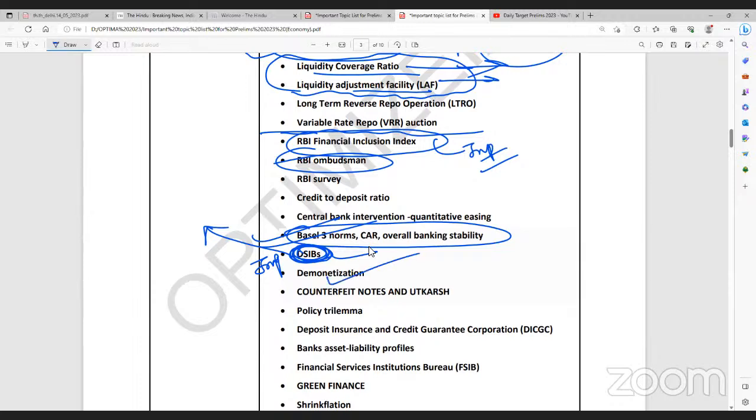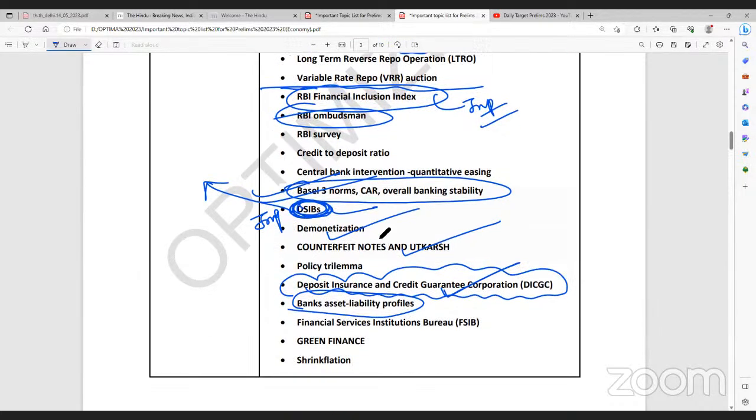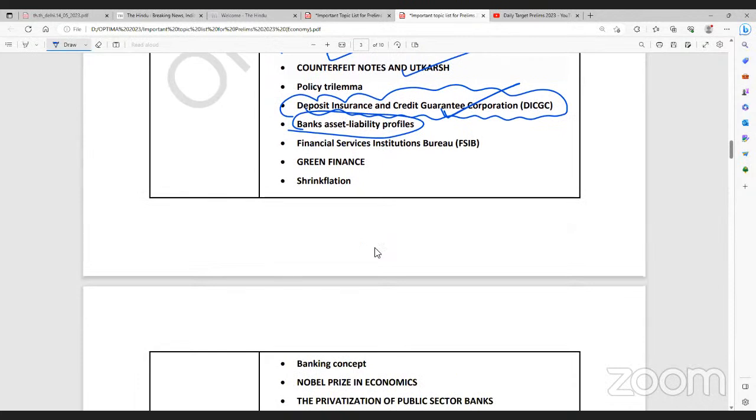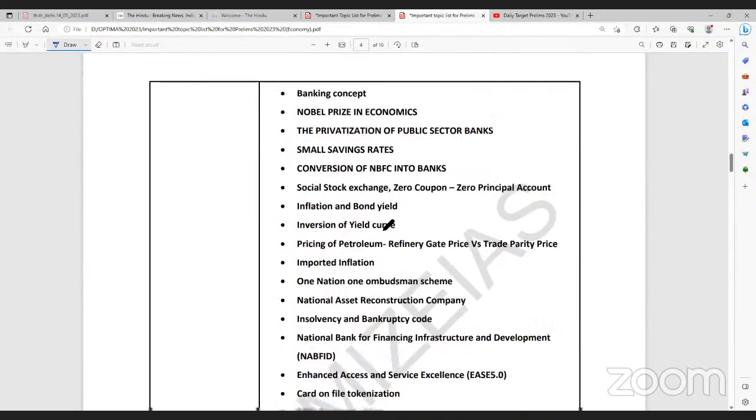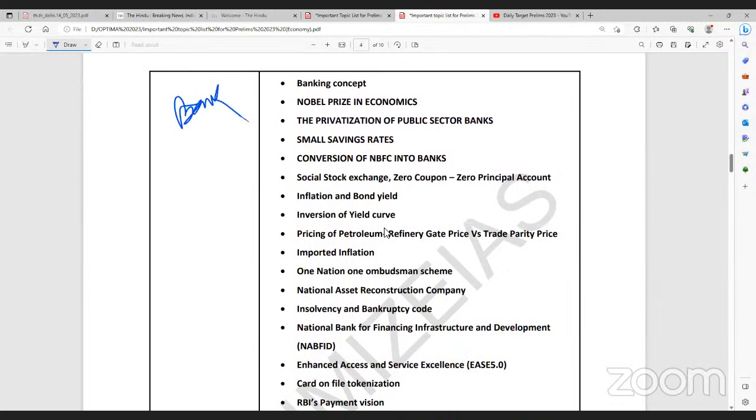Then demonetization. Operation Utkarsh. DICGC, Deposit Insurance and Credit Guarantee Corporation. Next, asset liability. Financial Services Institutions Bureau of India. Green finance. Bank run. Then Nobel Prize in Economics.